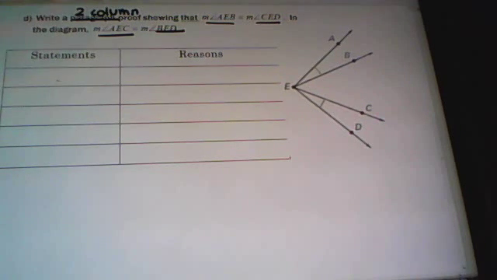So in this proof here, we're asked to write a two-column proof about angles. And if you read the problem, it says write a two-column proof showing that AEB is equal to CED. So we know that this is what we're going to find eventually: the measure of angle AEB is equal to the measure of angle CED. And that's important for you to put there because it's good to remind yourself where you're going in the problem. So we know we're going to find this.